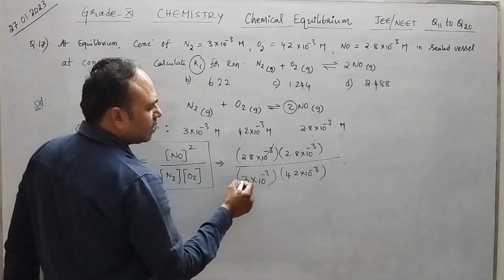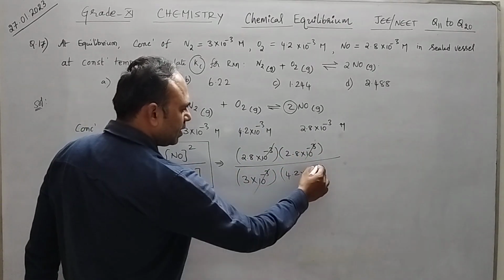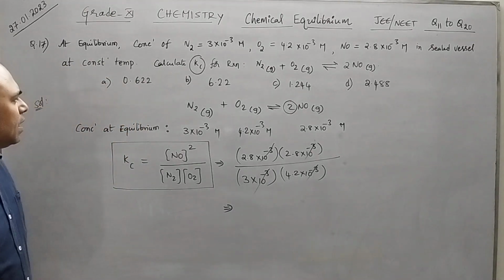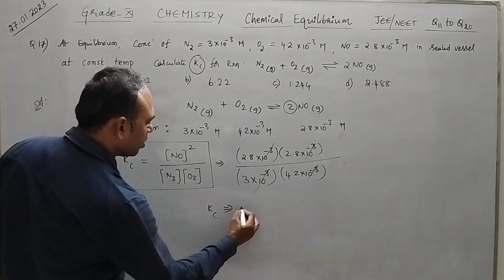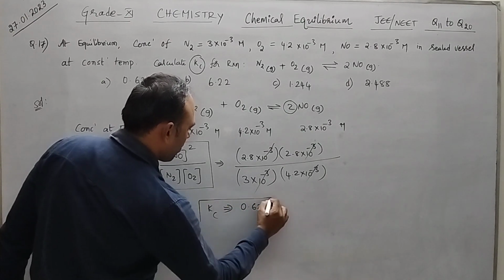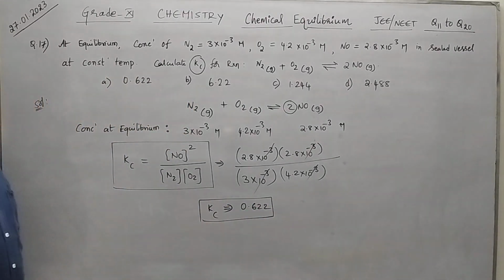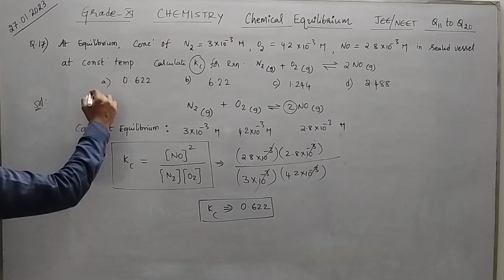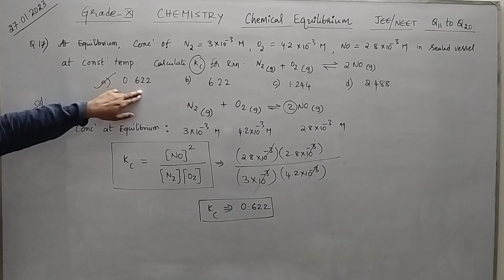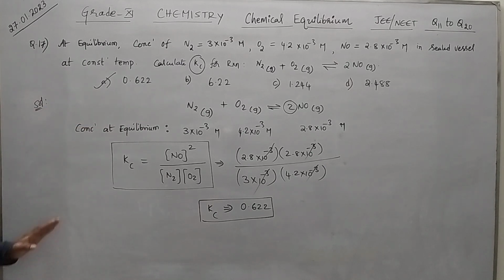Now calculate this, cancel 10 power minus 3 here, and I have already calculated and got the answer as 0.622. So you can also check with the calculations. So the value of equilibrium constant Kc is 0.622. So copy the solution. Hope you have understood this. Let's move to question number 18.